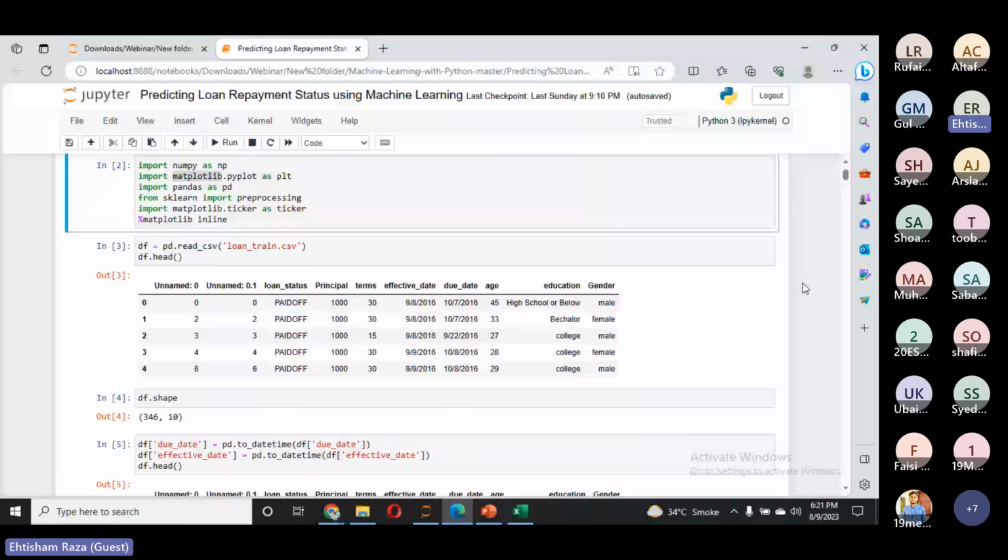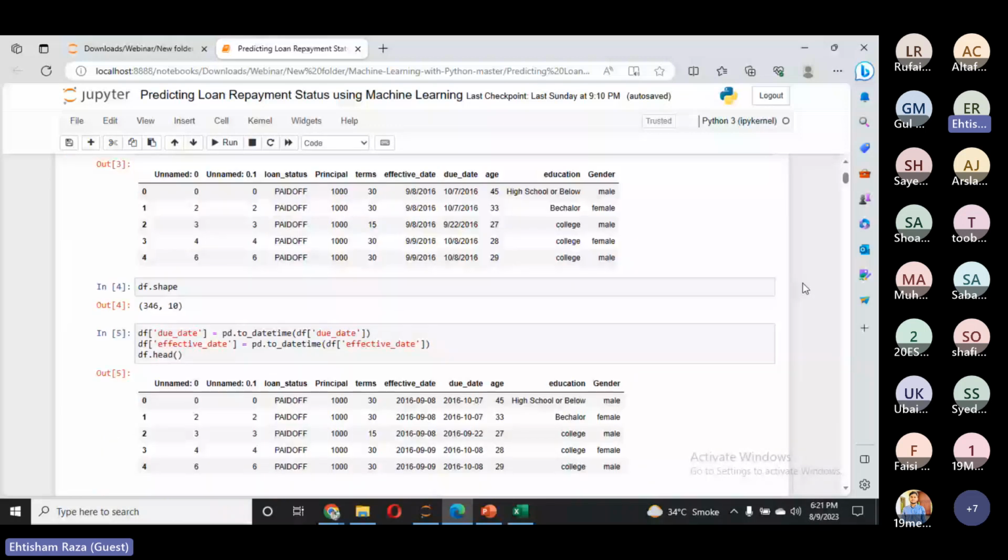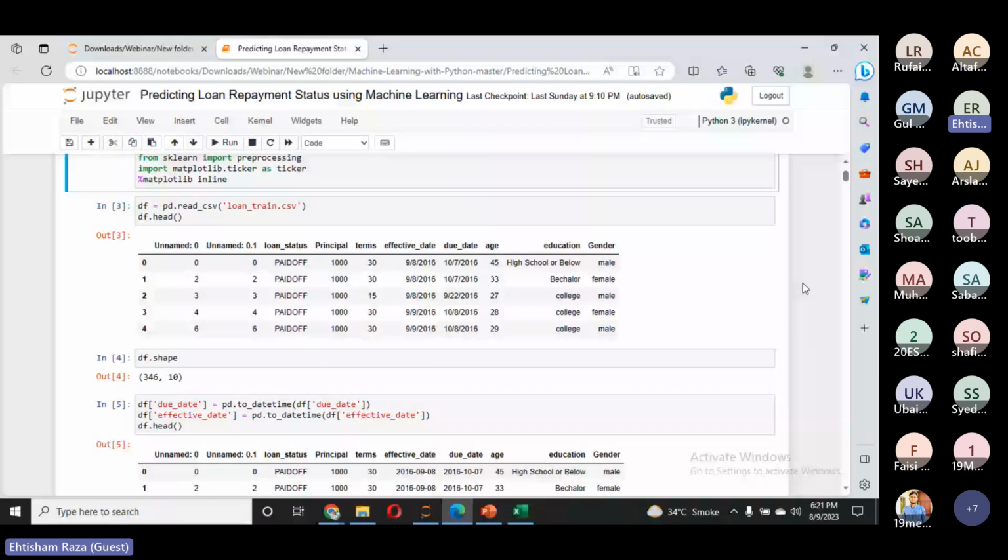I'm just checking the shape of my data set. My data set has a total of 346 rows and 10 columns. I have a due date which is not really in a date format. So first I'm going to convert this into a proper due date, and also my effective date, so I can make sure my data is in the right format.